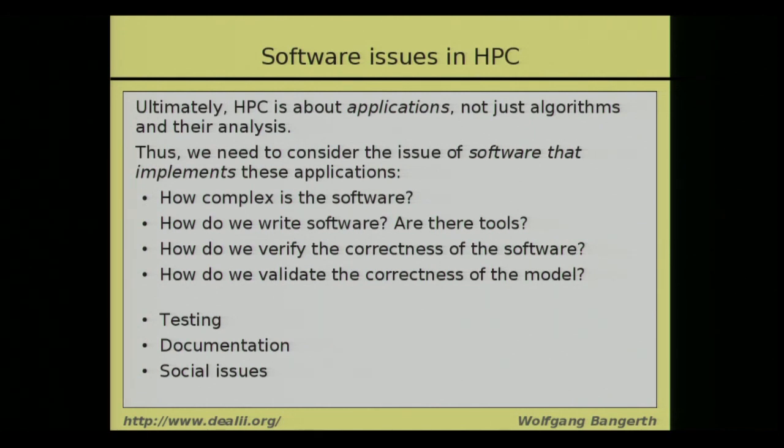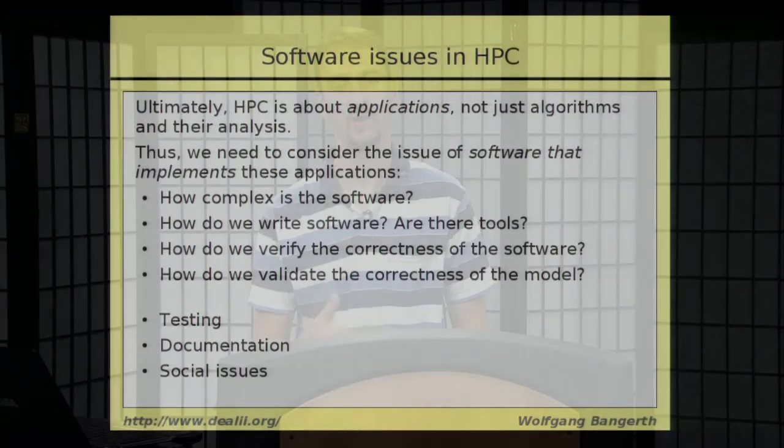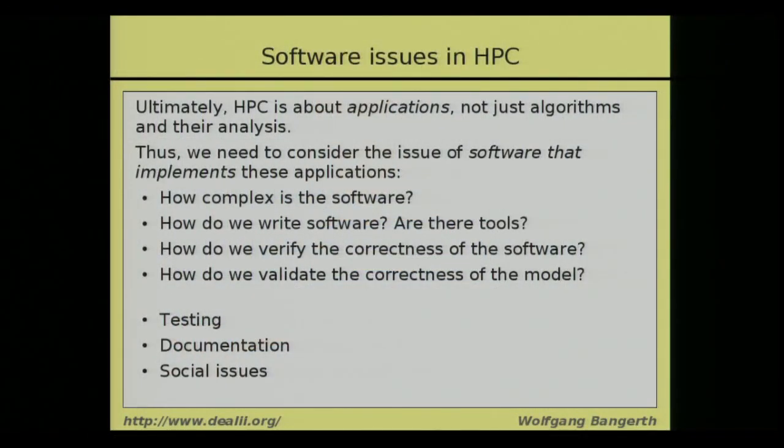You remember when I talked about this in the last lecture, HPC, high-performance computing, is not just algorithms and their analysis, but it is really about applications. So when we talk about software for applications, that implement the methods to solve particular applications, we need to ask a whole list of questions. For example, how complex is the software? How do we write software? Are there tools that help us with this? How do we verify that the software is correct? How do we validate that the model that we're solving is correct? And then how do we test software? How do we document it? And there's an issue that I would like to talk about at the very end, about social issues in dealing with software. So let me go through some of these points in the next few slides.